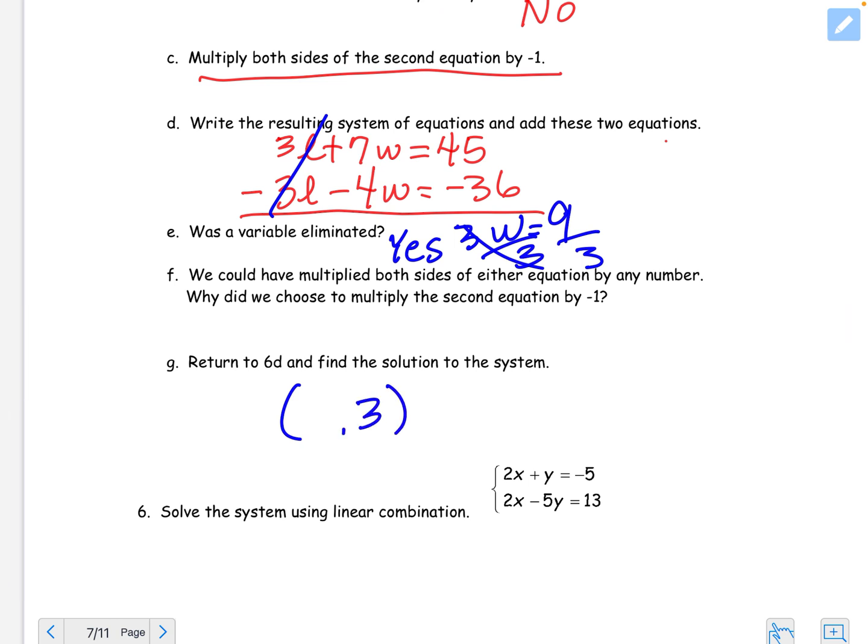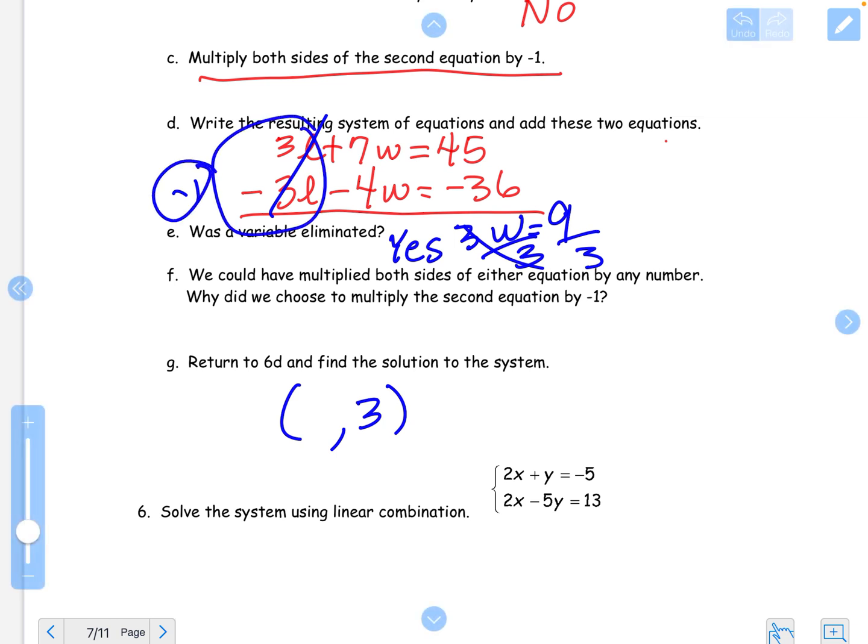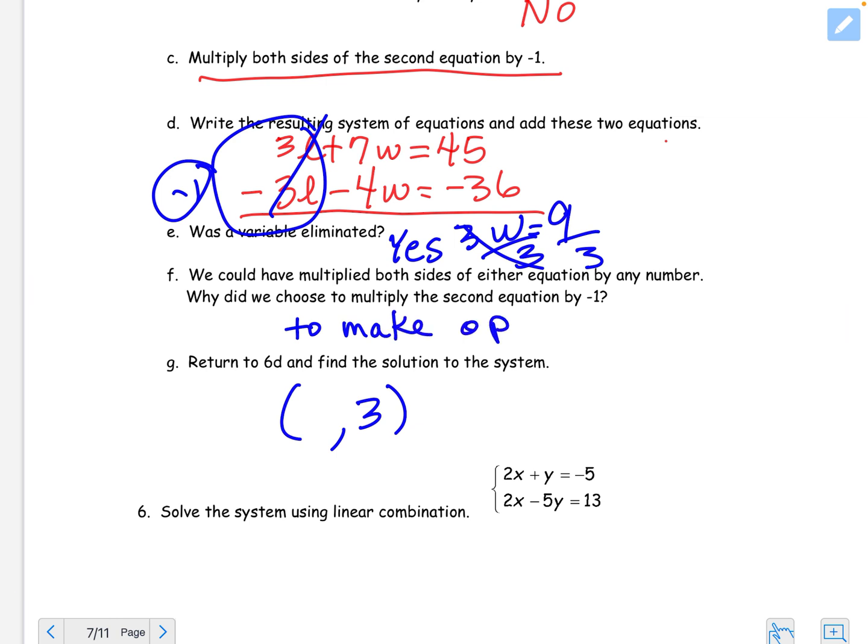And I apologize for using L and W. I changed this situation, and did not change the letters. We could multiply both sides by any number. The reason we multiplied one of them by -1 was to make these opposite. And that was the easy way to make opposites. I could have made it other ways, but it would have been a lot more work and harder.